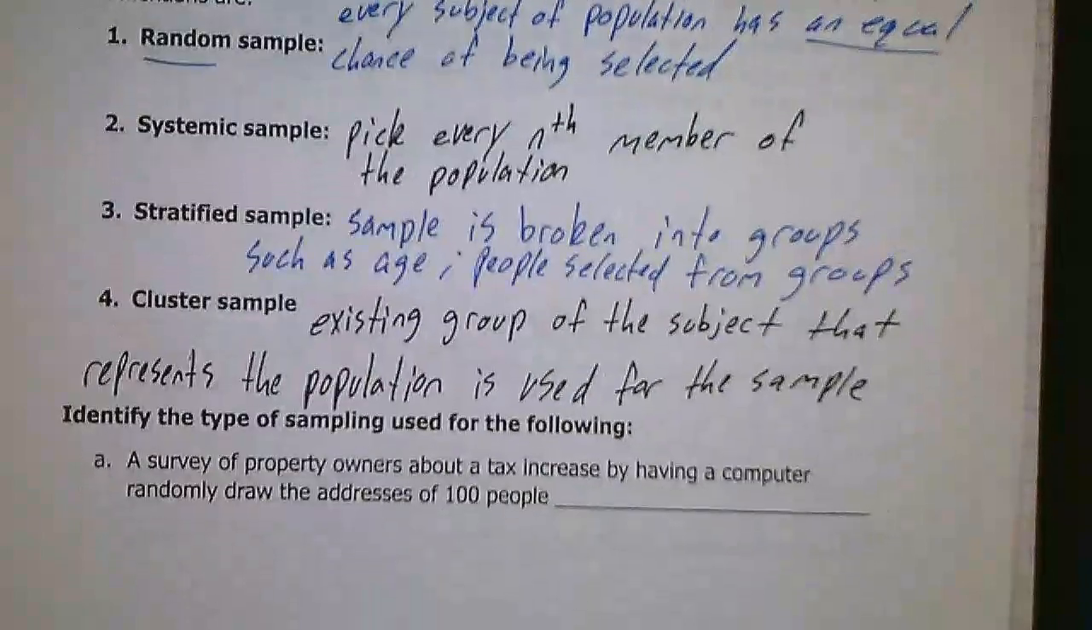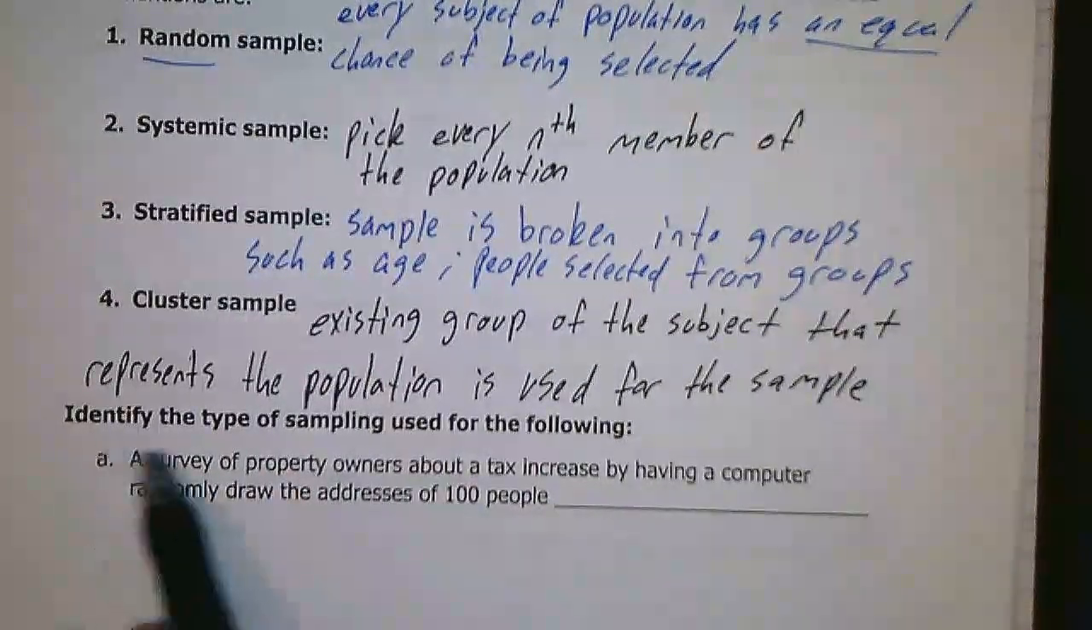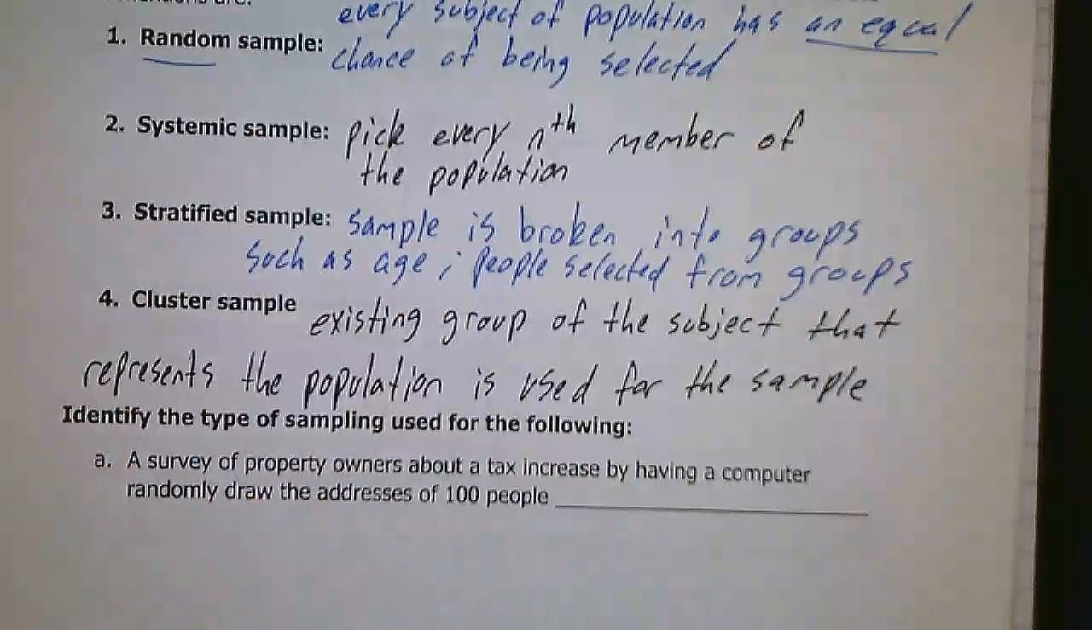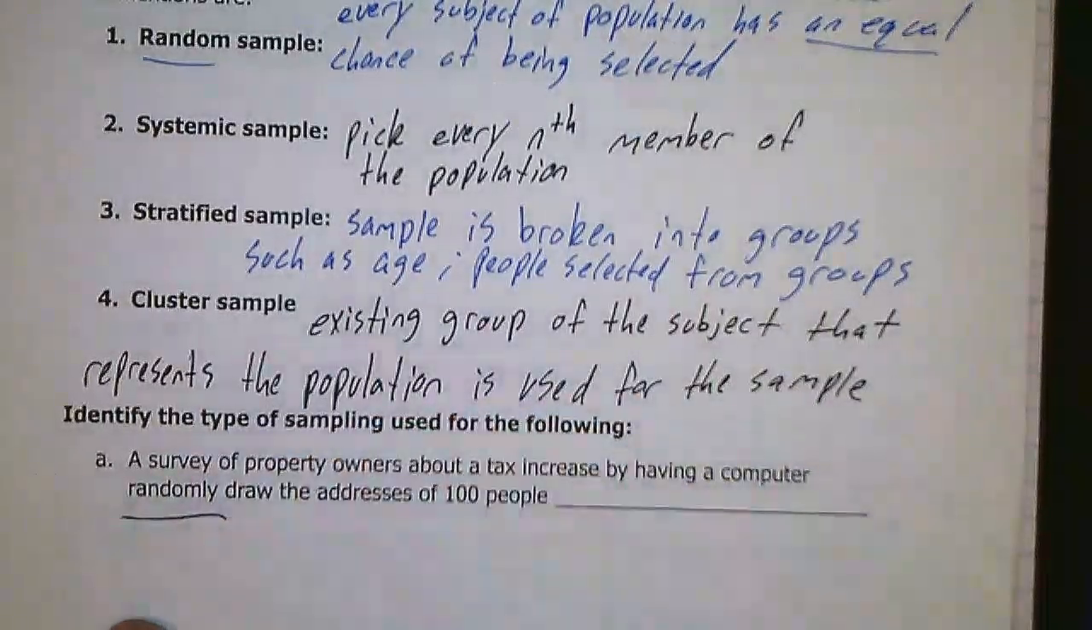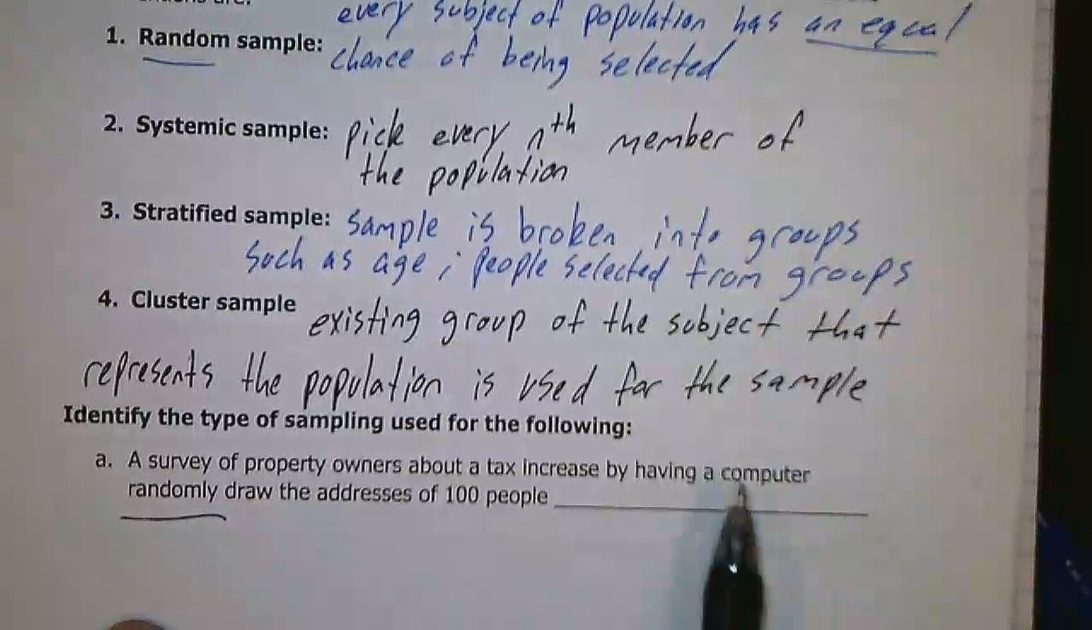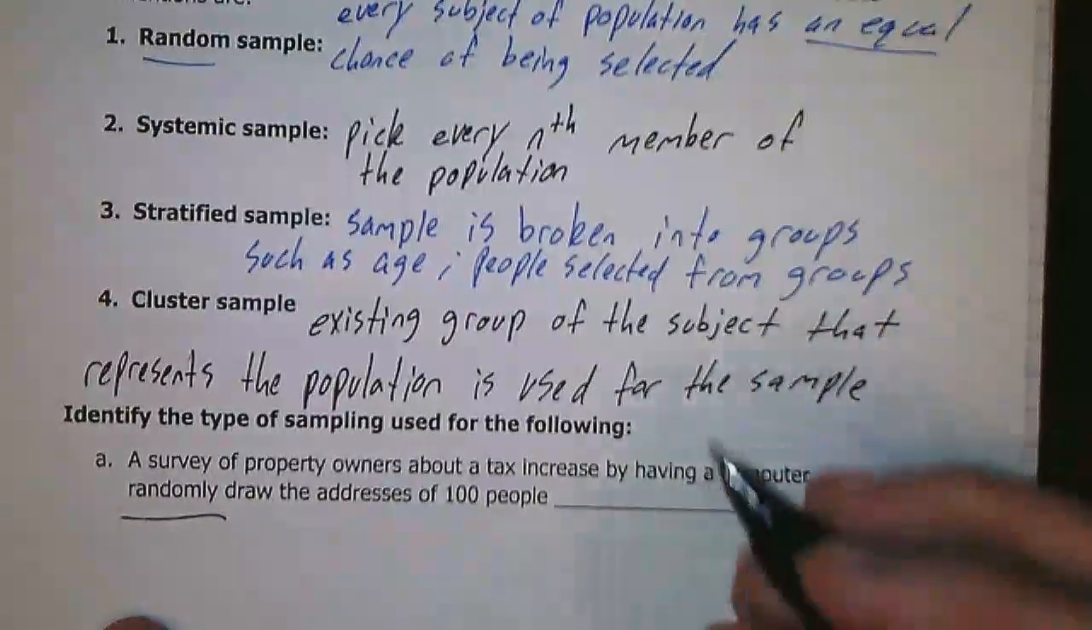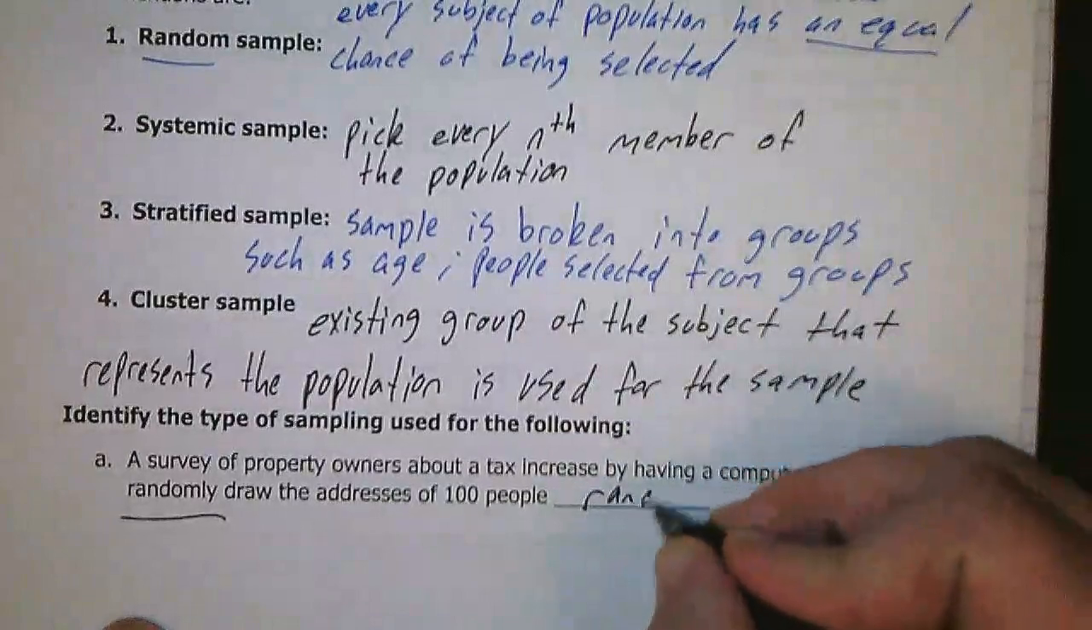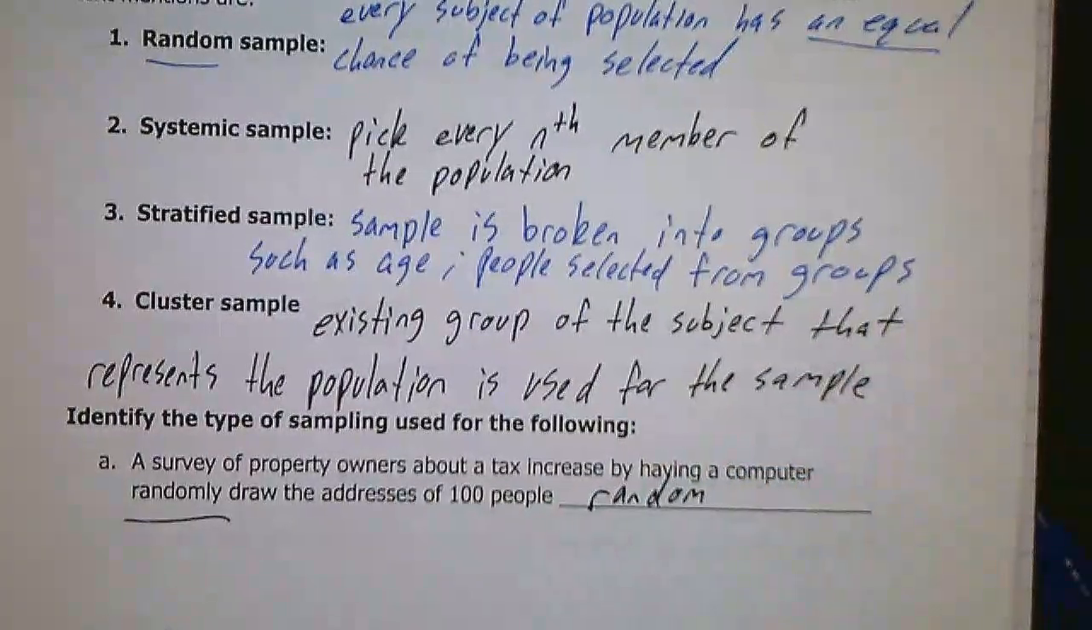So now we'll look at the next part. Identify the type of sampling used for the following. A survey of property owners about a tax increase by having a computer randomly draw the addresses of 100 people. The idea that it's a computer randomly drawing, of course, means that it's a random sample. The computer will choose randomly, so everyone has an equal chance of being selected.